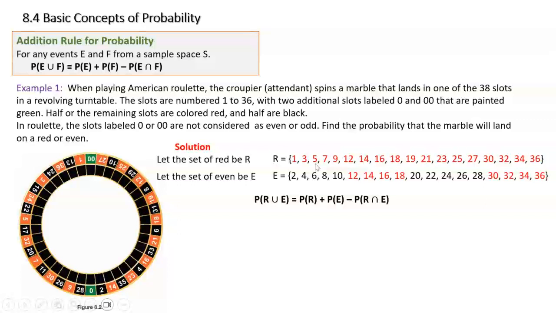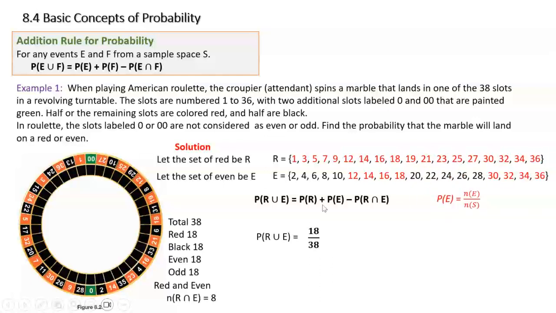Now, here's the probability. The probability of red is going to be 18 over 38, because there's 18 red and 18 black. Okay, here we go. The probability of even is also going to be 18 over 38. I'm sorry, I'm thinking about the dice.